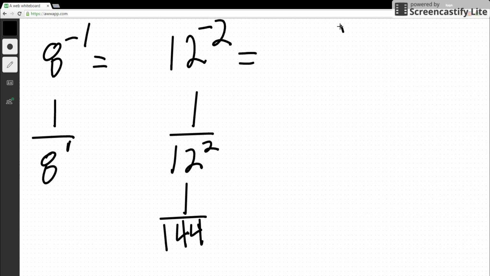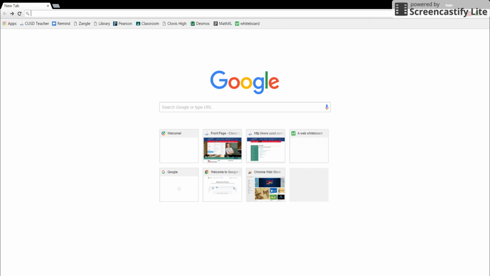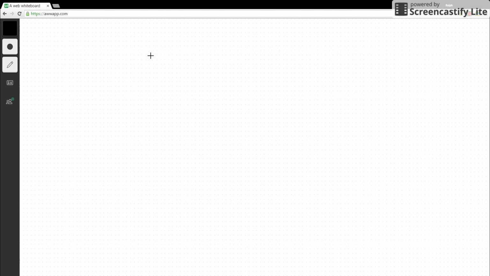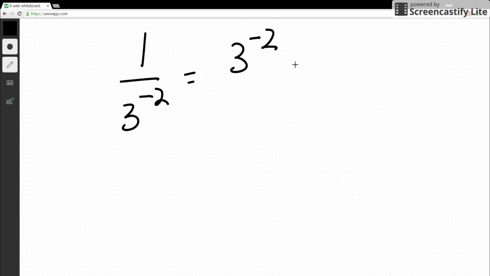And the next one is 1 over 3 to the negative 2. If the power's in the top, it goes down. If it's in the bottom, it goes up. So that's 3 to the negative 2 in the denominator, and that is 9.